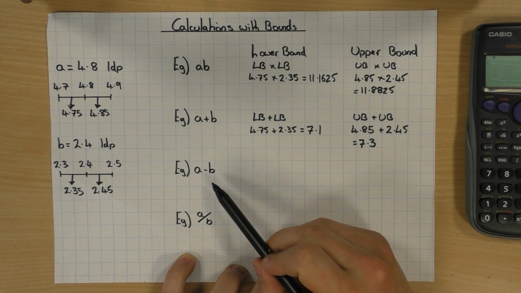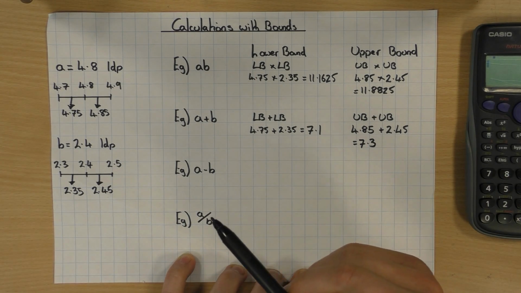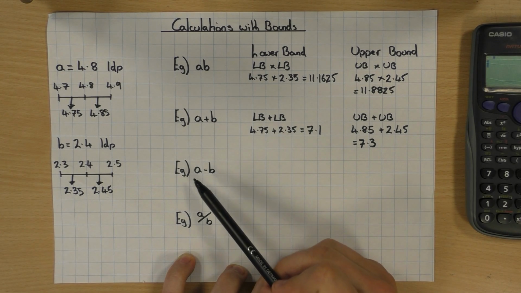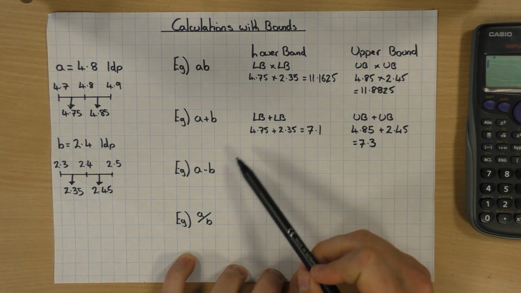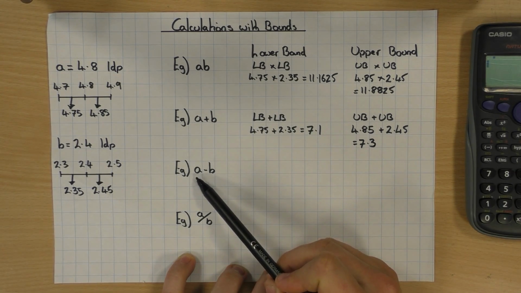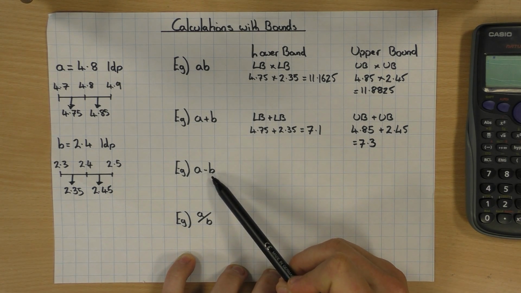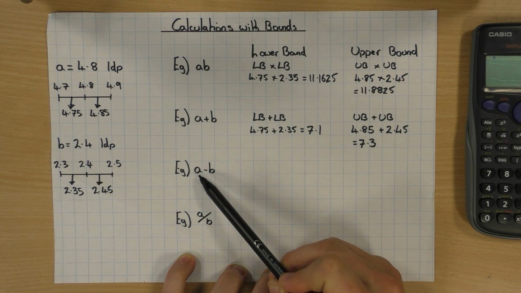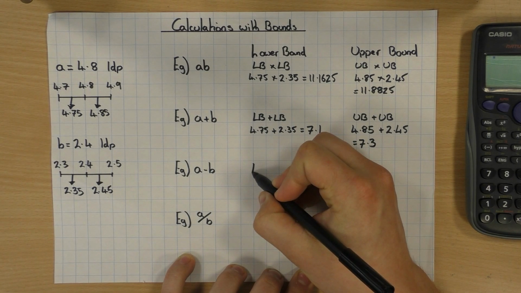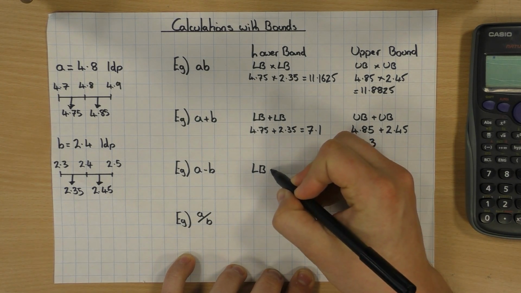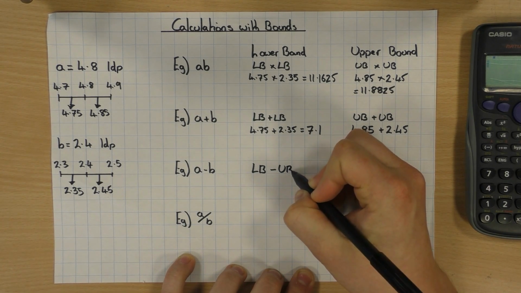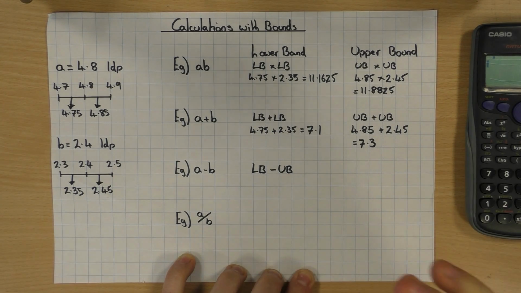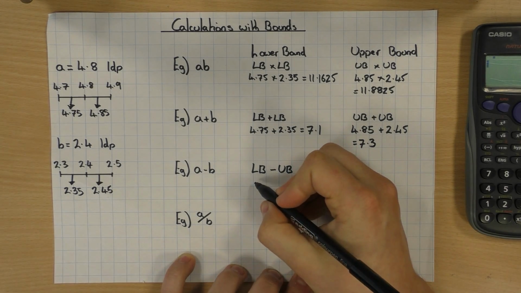If you want the lowest possible value when you subtract these, if you want the lower bound, the first number will need to be the lower bound, as small as it possibly can be, and the number you're taking away needs to be the biggest possible value it can be. So basically, to get this as small as possible, it'll be the lower bound take away the upper bound. Okay, that's going to give us the smallest possible value we can get.